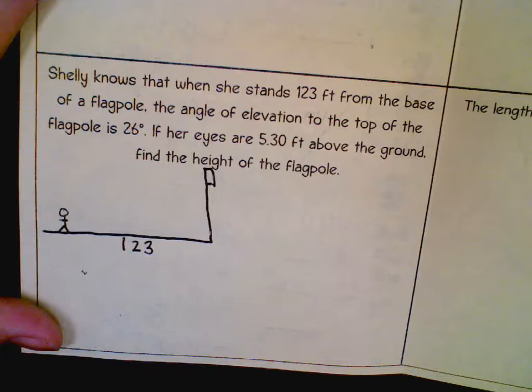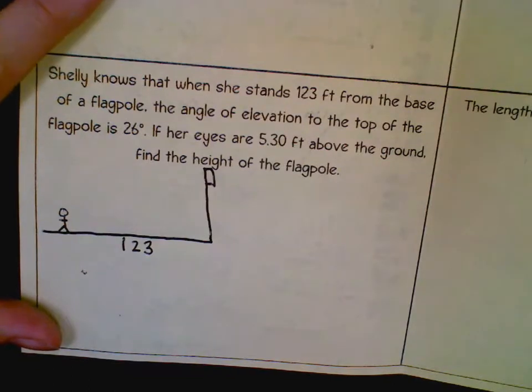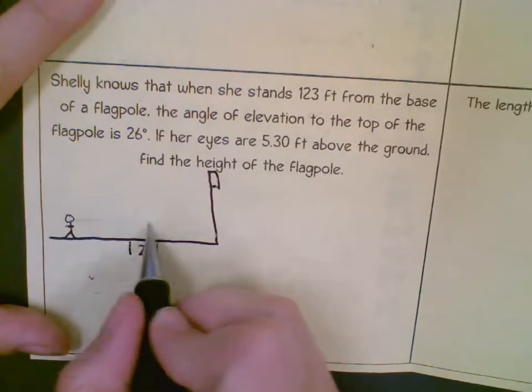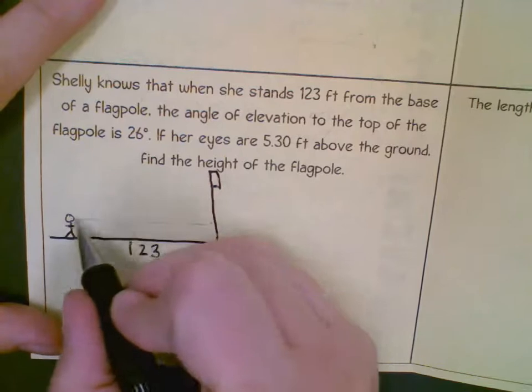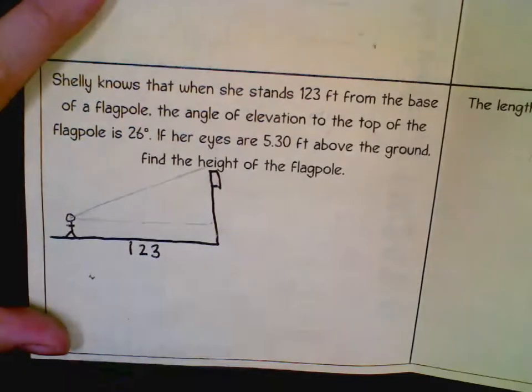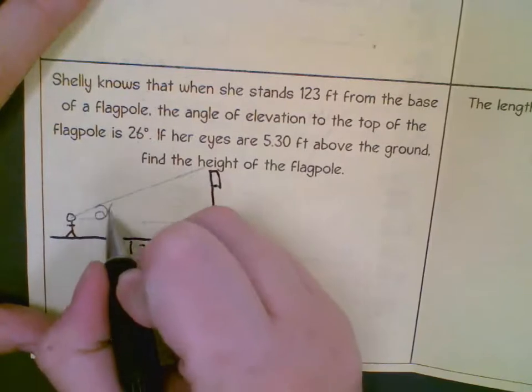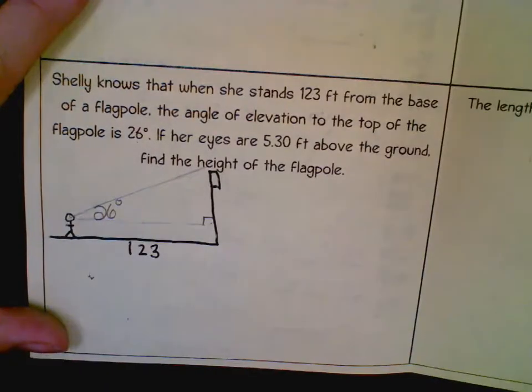So it says that the angle of elevation to the top of the flagpole is 26 degrees, and that her eyes are 5.30 feet above the ground. So that means when we draw our angles, we're going to have to do it from her eye level. Okay, so we're going to create our triangle up here from where Shelley's eyes would be. And that angle to the top of the flagpole is where the 26 goes. So our angle of elevation.